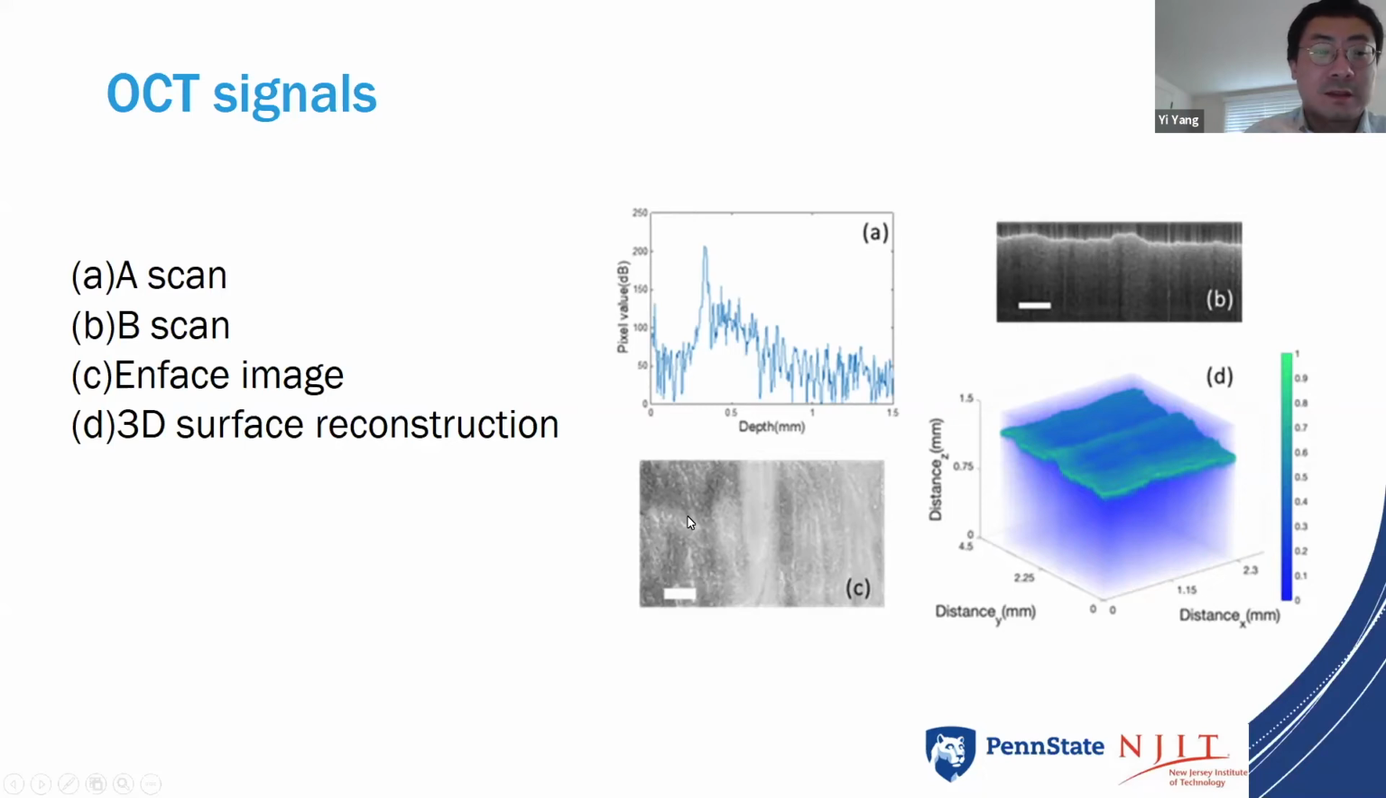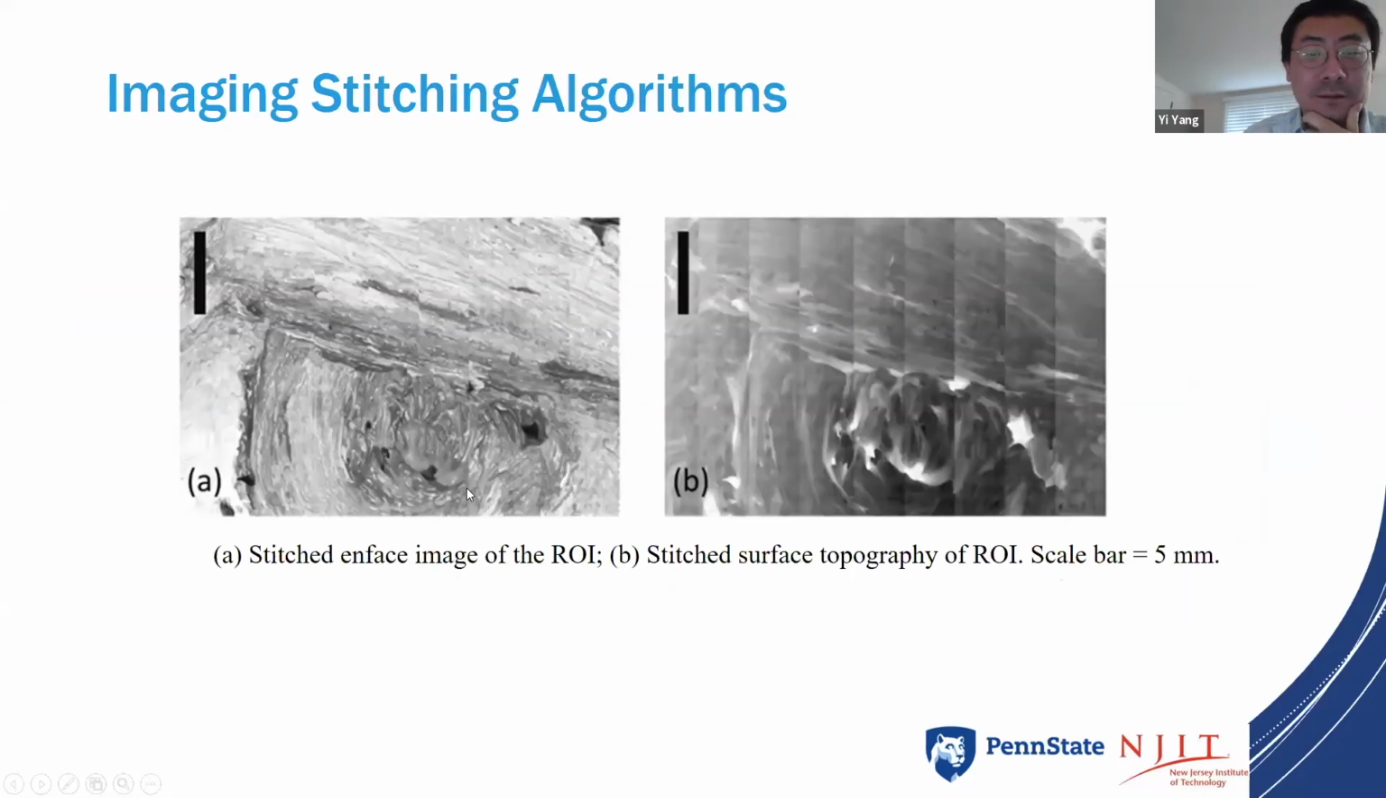And of course, we can now construct our 3D surface, and this is what it looks like for one OCT scan. We have to capture multiple of these surface scans and stitch them together to make a larger image. I'll talk about this. So this is a surface profile.